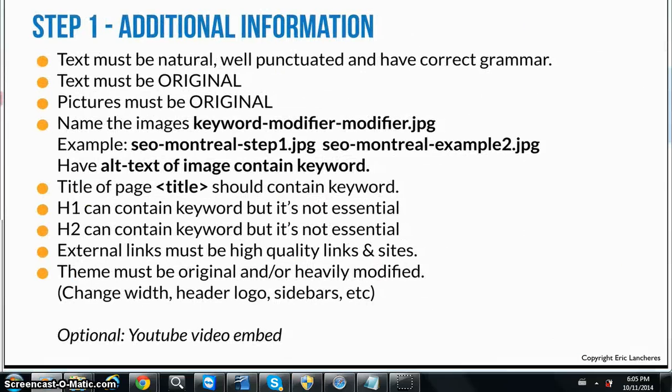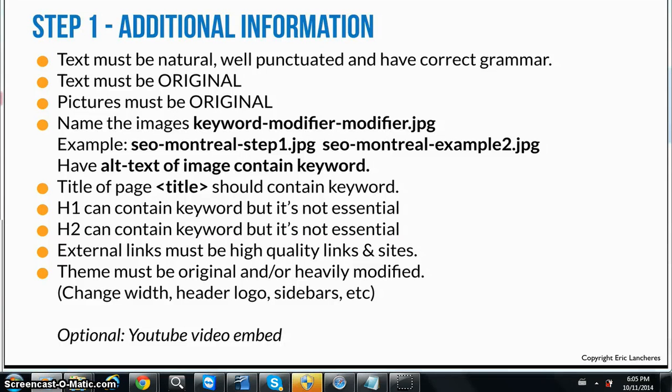The other thing for on page is the text has to be natural. So you can't just write keyword stuff. The text must be original, so it can't be found anywhere else. The pictures have to be original, and you want to name the pictures in a specific way. So you want the file name to represent some keywords and some modifiers. And also, you want to have titles of pages. So you want the title to include the keyword.